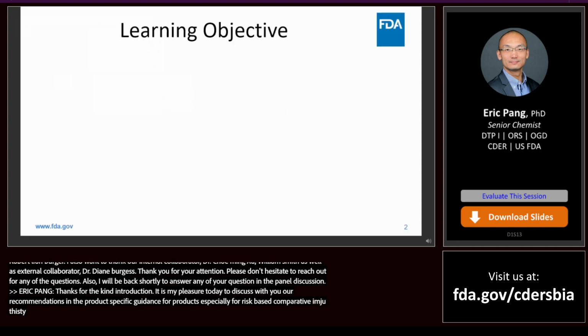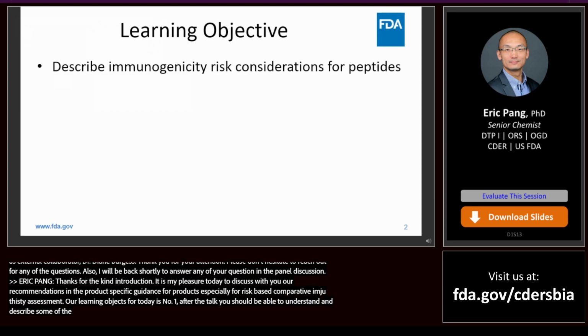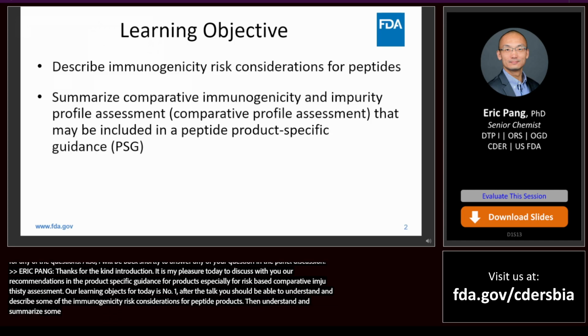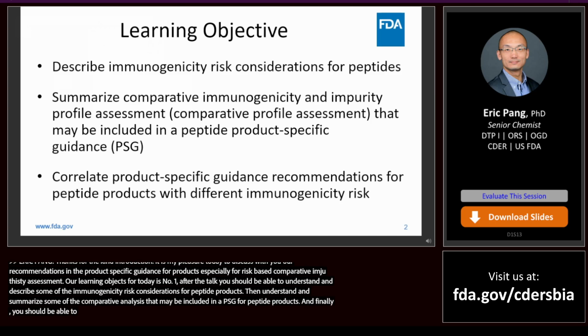Our learning objectives for today are: number 1, after the talk, you should be able to understand and describe some of the immunogenicity risks and considerations for peptide products. Then understand and summarize some of the comparative analyses that may be included in a PSG for peptide products. And finally, you should be able to correlate the types of product-specific guidance recommendations with the different immunogenicity risk of a peptide product.